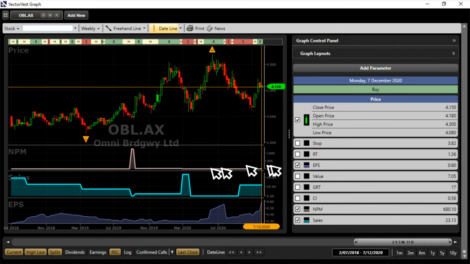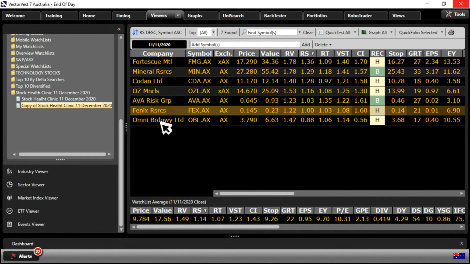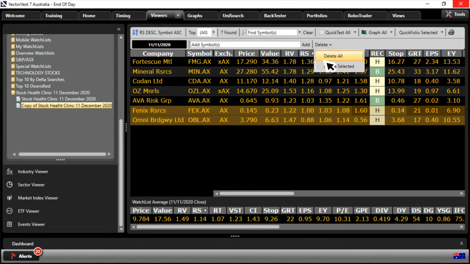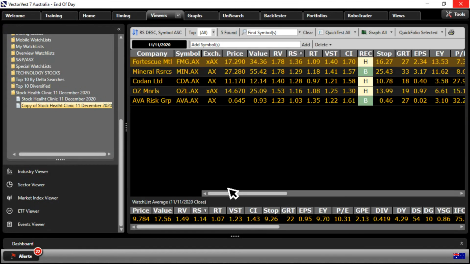Net profit margin here, holding steady. Sales just sort of holding steady too. So that little bit of an uplift here is helping on the net profit margin. So there are two weakest links, OBL and FEX. So it's up to you how you really want to cut, slice, and dice. I'll take that out because I'm seeking perfection today.